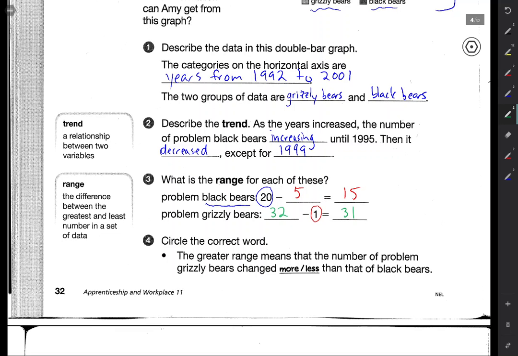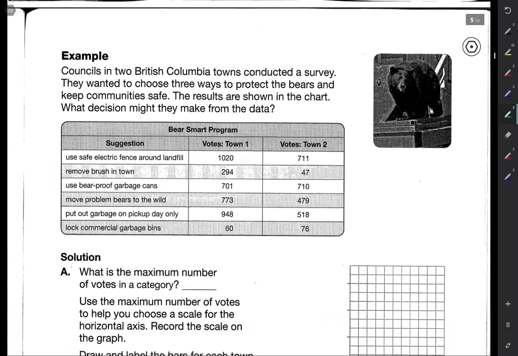Now let's circle the correct word. The greater range means that the number of problem grizzly bears changed more than that of black bears. So there was more of a change within the results of the grizzly bears than there was with the black bears, which is why there's more of a difference between the highest and the lowest amount. There was more of a change. So let's move on to the next page here.